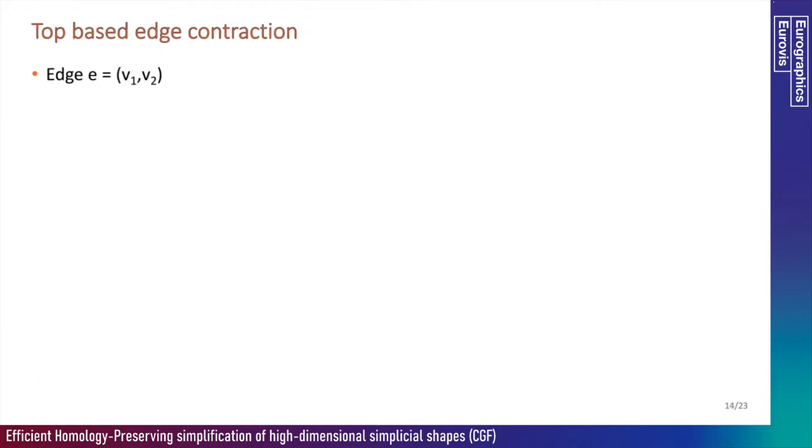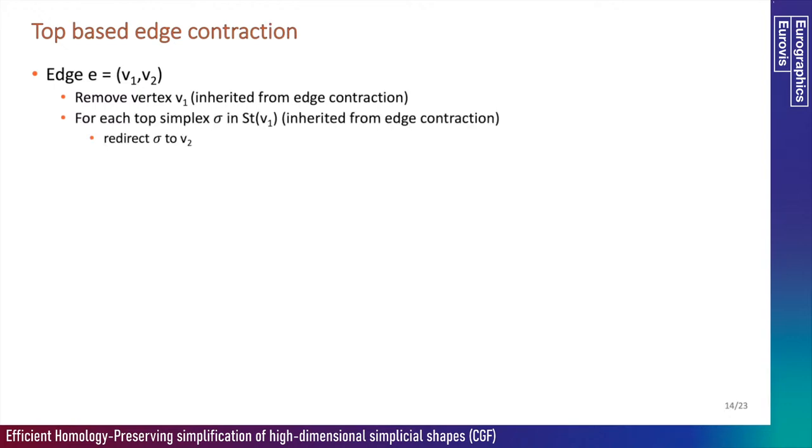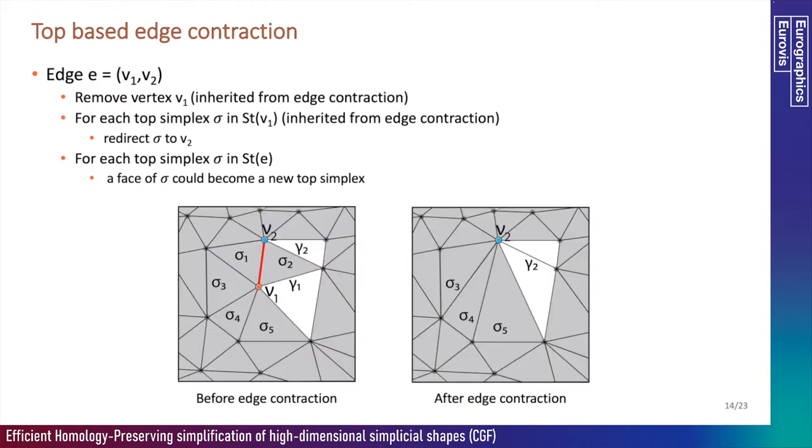The second component of our solution is a top-based definition for an edge contraction. Now here the steps are pretty much the same as for a normal edge contraction. Every time that we want to contract an edge, we still remove a vertex V1, and we still remove all the top simplices that are in the star of V1 by redirecting them into the star of the second vertex V2. However, there is one additional thing we have to pay attention to, which is the introduction of new top simplices. For example, here in these two figures, by performing that edge contraction, we are creating a new top simplex gamma 2 coming from the contraction of the top simplex sigma 2.